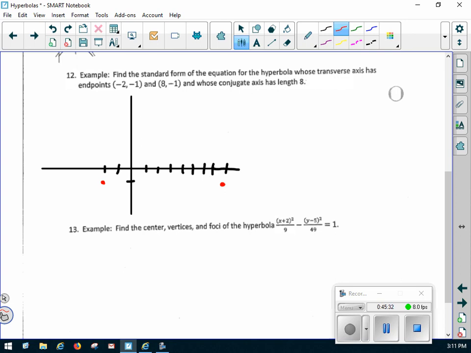What are those points? Are they the vertices or the foci? They're the vertices. Where is the center? Midpoint, which is going to be 3, -1. So the center is at 3, -1.